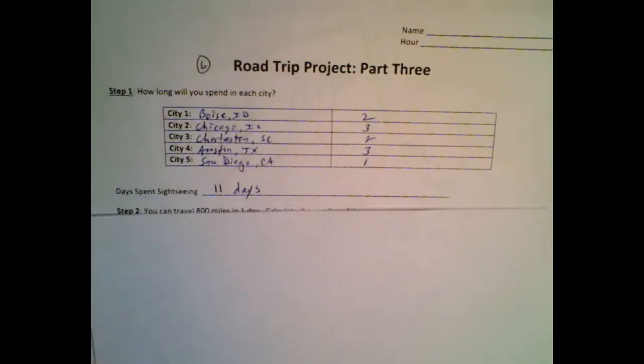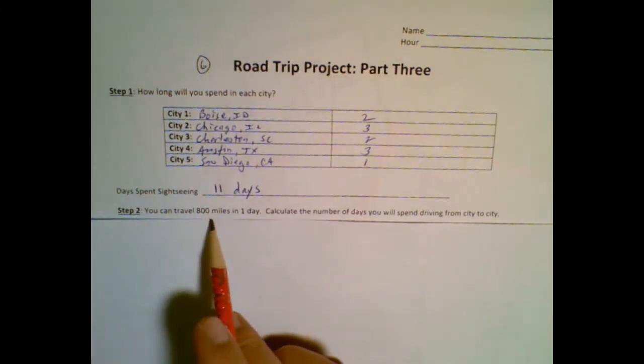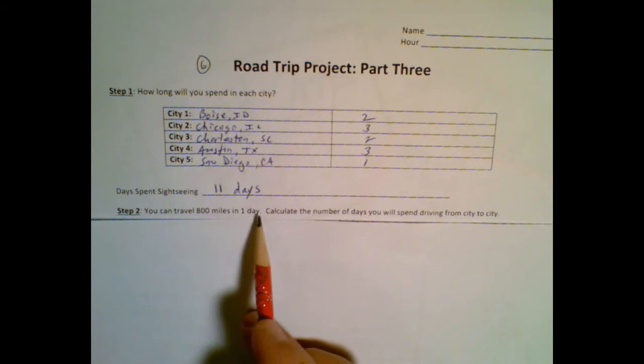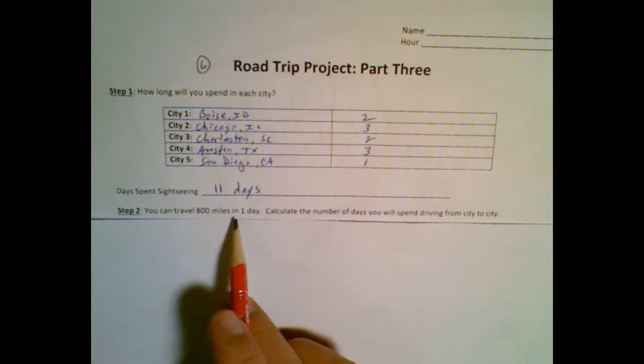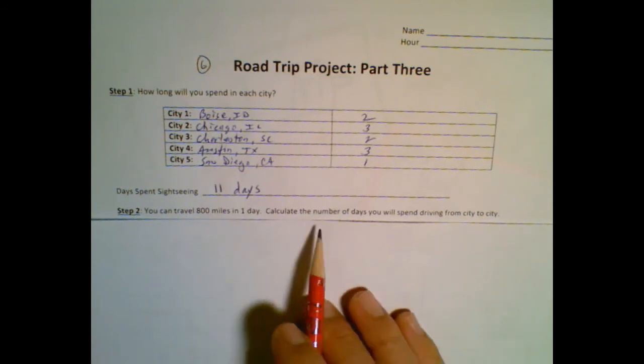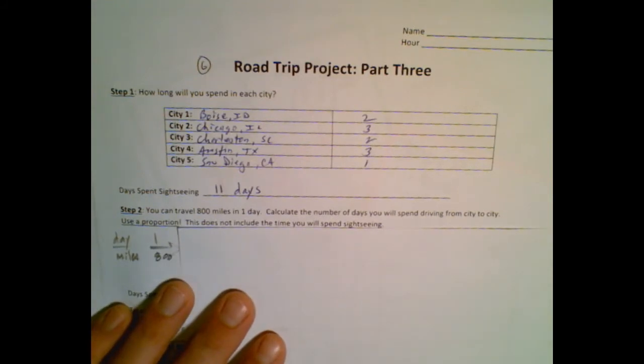Okay, and once I did that, part of the time is just literally spent driving around. And they tell me I can travel 800 miles in 1 day. Ooh, that looks like a ratio, doesn't it? I'm measuring miles and days. So I'm going to calculate the number of days it takes me to travel. So I wrote up my ratio of days by miles, and they tell me 1 day for 800 miles. Now I know how many miles I've traveled in my entire trip.